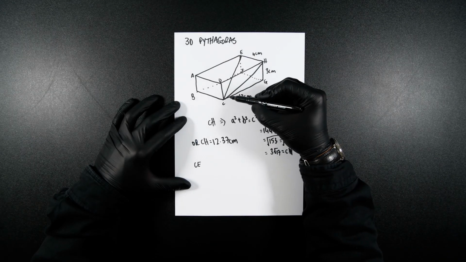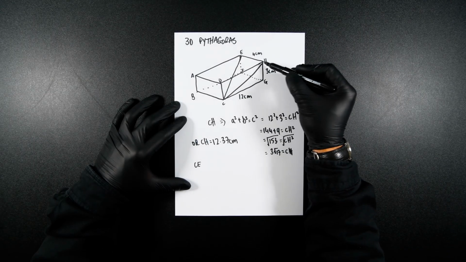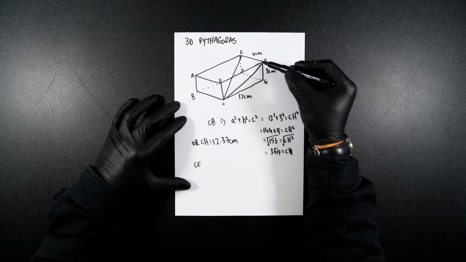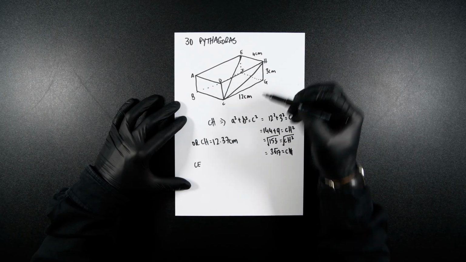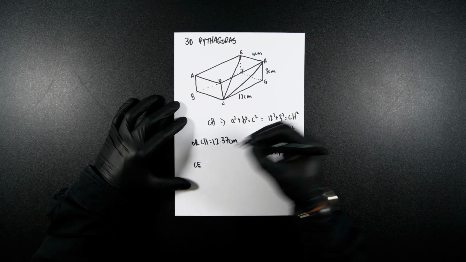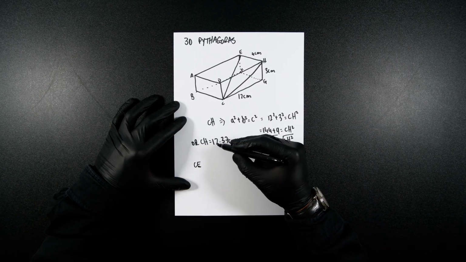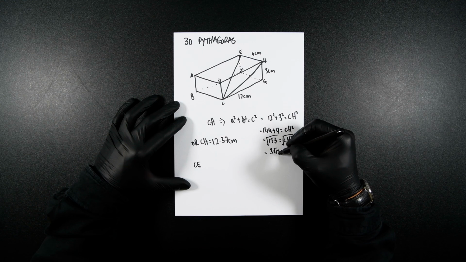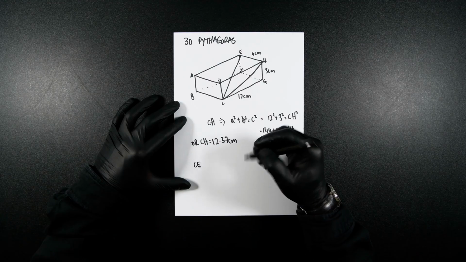So what's CE? So for CE, we have a triangle here, EH, so CE, EH, CH. So we can use this value. Now, in my opinion, if it's a calculator paper, don't use this value. Use your surd, because this is going to be more accurate than using this.